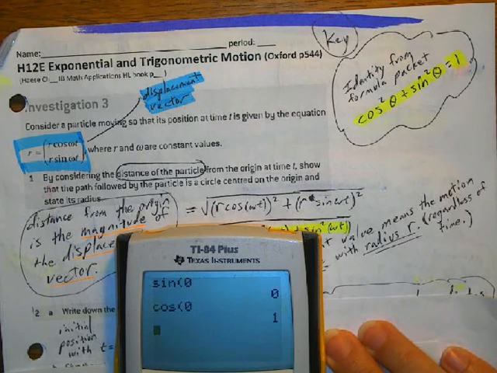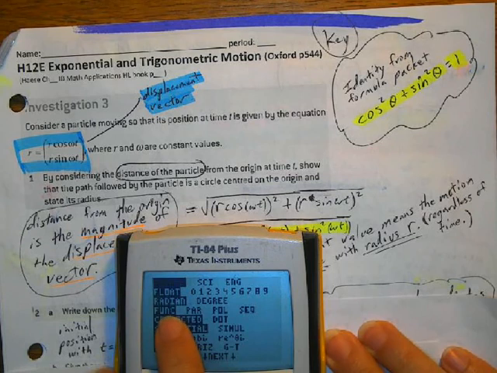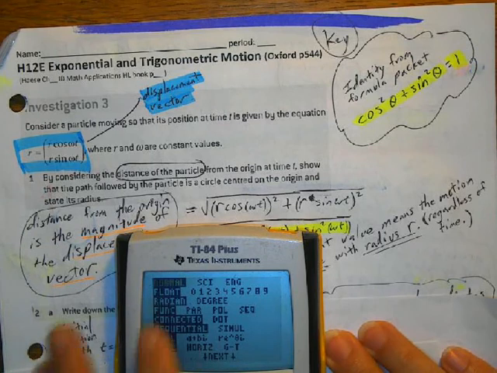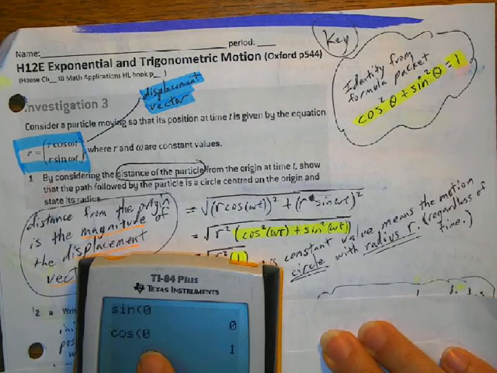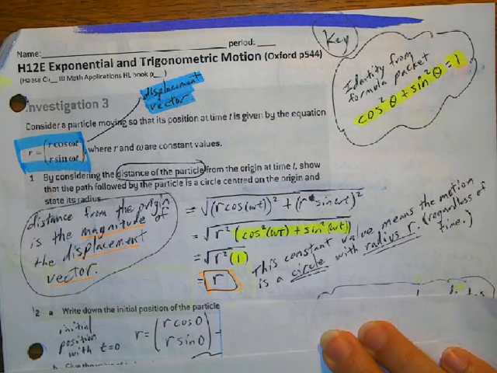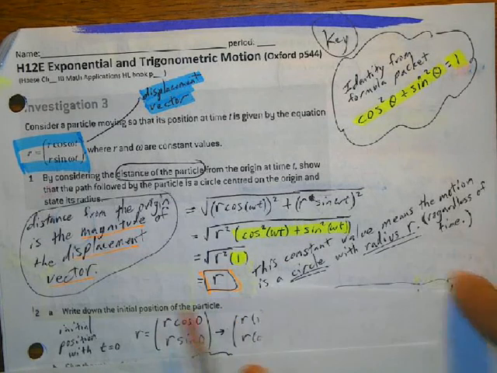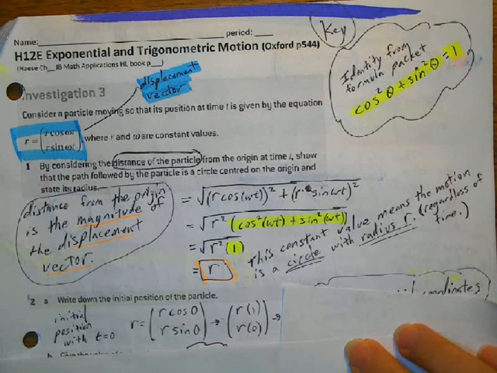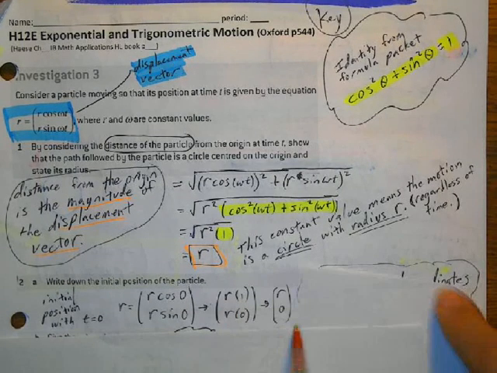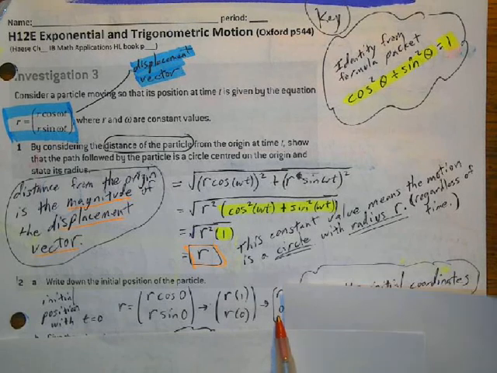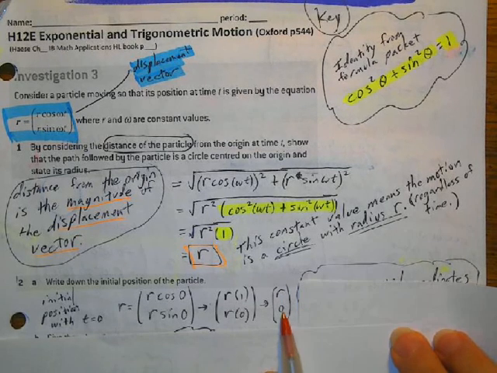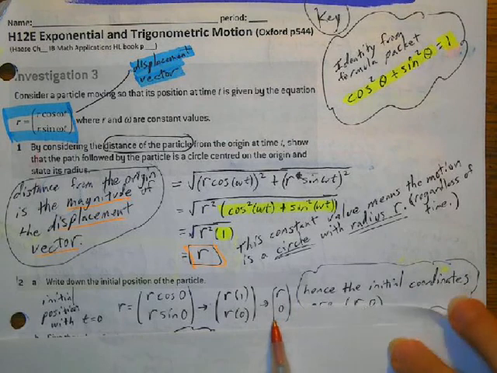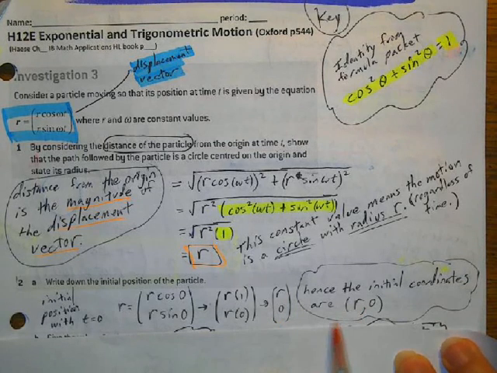Okay, for this assignment, your mode needs to be in radians. Later on we'll need it to be in radians. So cosine of 0 is 1. So I'm going to replace cosine of 0 with 1, and I'm going to replace sine of 0 with 0. And so if I straighten this out and simplify it, I end up with my initial position being r, 0. So hence the initial coordinates are r, 0.